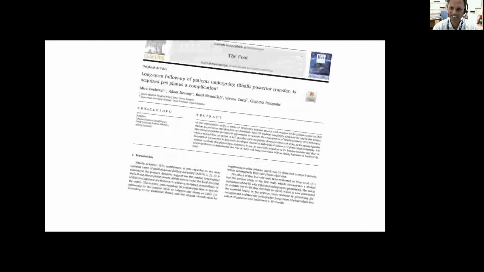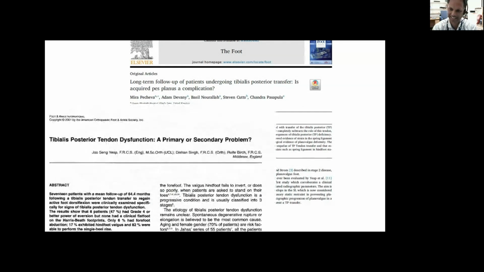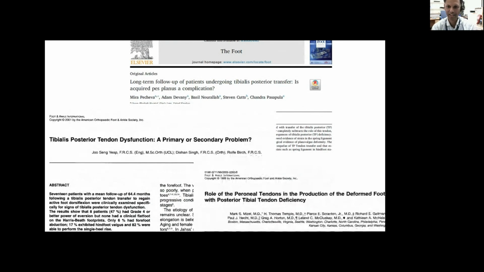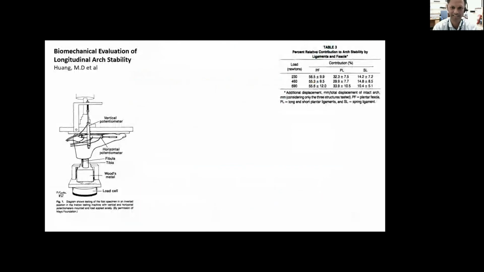And if you look at the long-term outcome of patients who have had tibialis posterior tendon transfers for both drop feet and pes cavus, what we're finding time and time again is that the foot doesn't necessarily go into planus despite 8 to 10 years follow-up on some of these patients. So if the lack of tib post doesn't induce planus, what's keeping the arch up?